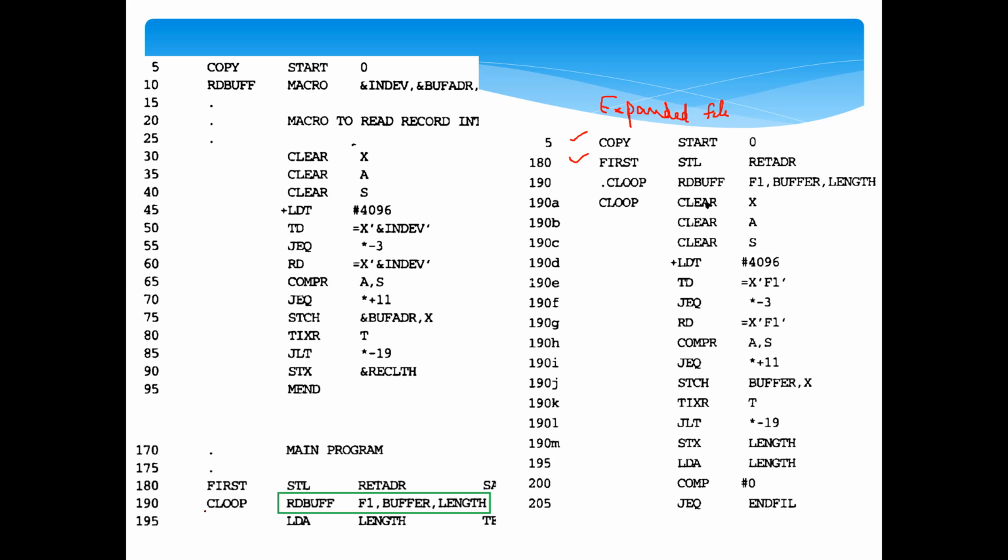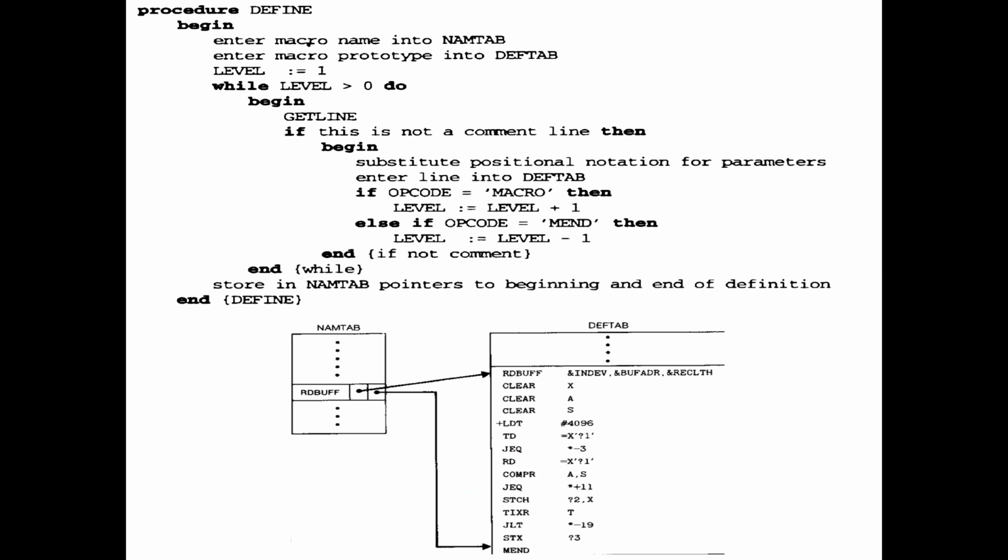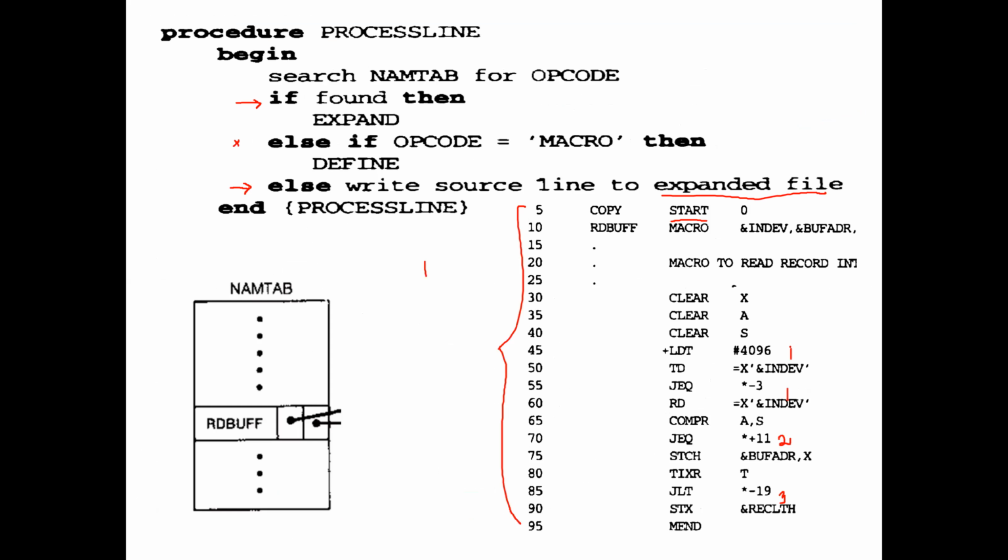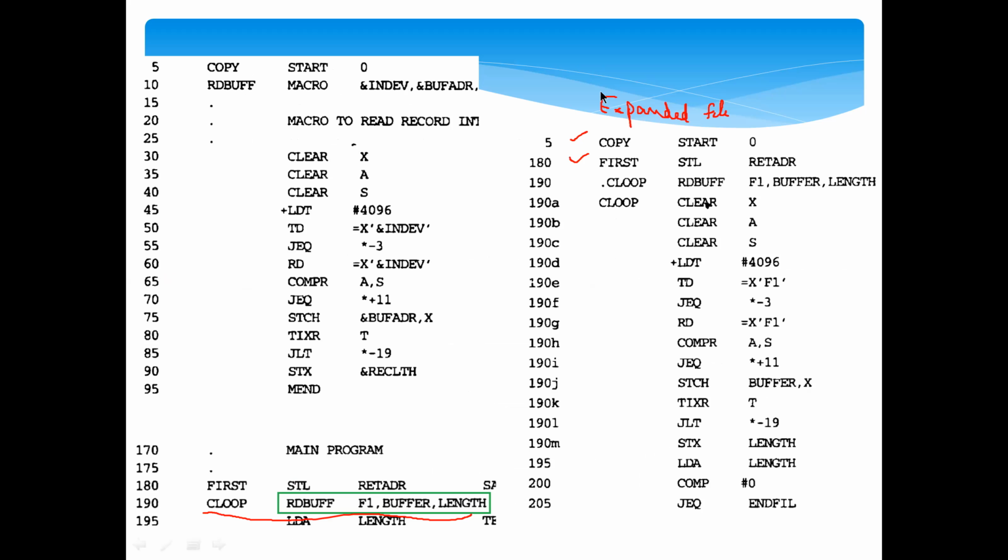Now comes your macro invocation. This is a macro invocation statement because you have the name of the macro coming, rdbuff. So when you read the line rdbuff and when you process it, let us see what happens in process line. Now when you're processing it, search name tab for opcode. So what is the opcode in this statement? The opcode in this statement is rdbuff.